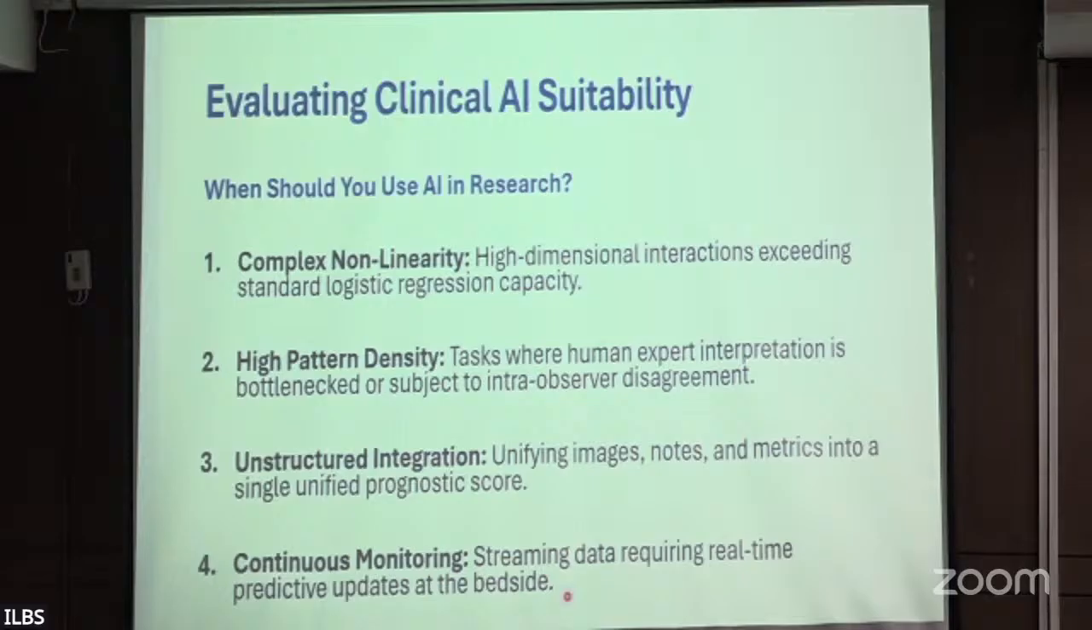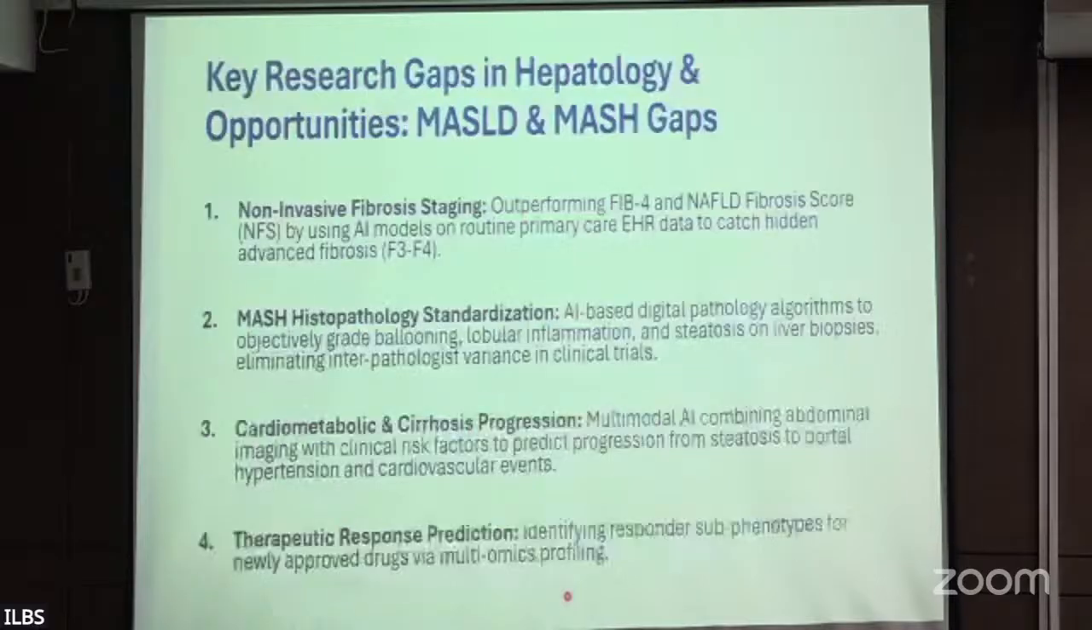Developing a tool is not the end, it is just the beginning. We should do continuous prospective validation to balance the data for clinical purposes. So these are some research gaps that we take as an opportunity.